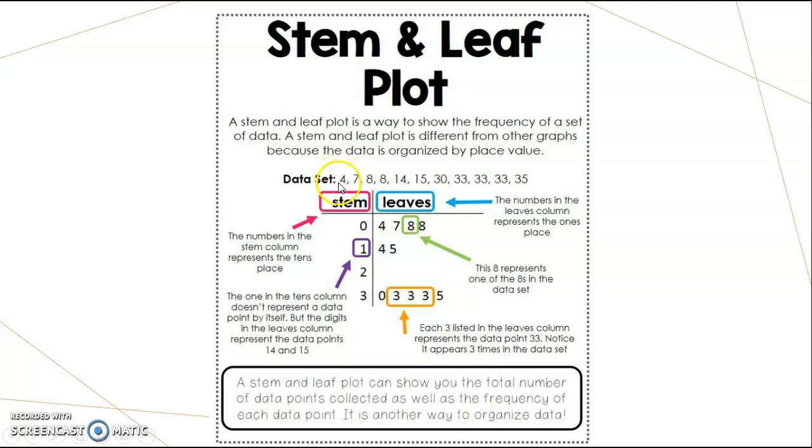So for example, here with number 4, there's only one number and it's in the ones place, so that means there's nothing in the tens. So here in the stem, you would put a 0. So for 4 would be 4, 7, 8, and 8.